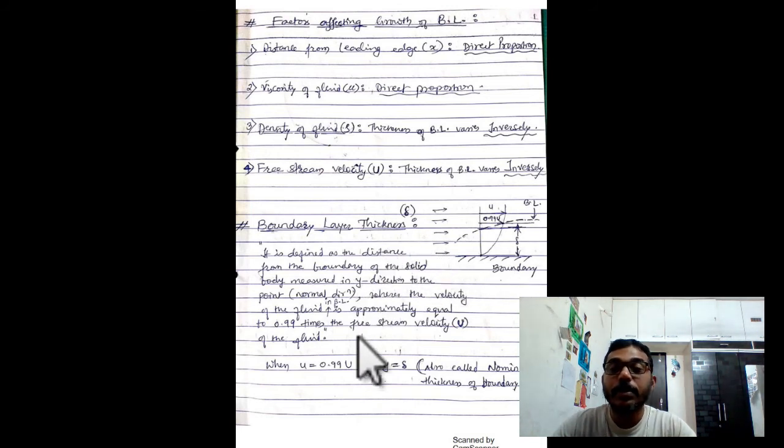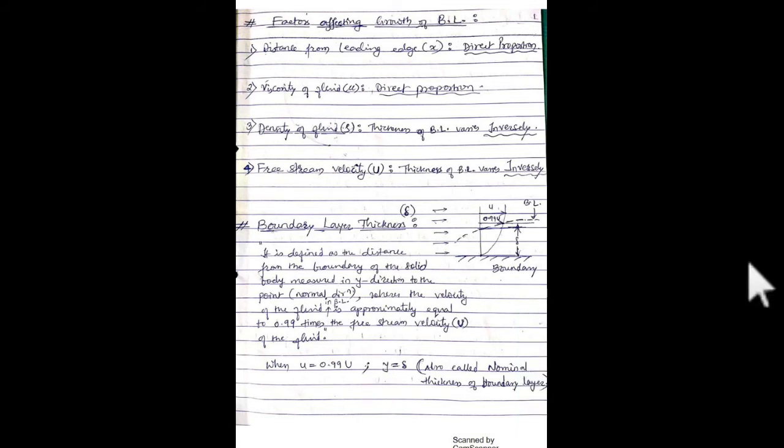It is defined as the distance from the boundary of the solid body, measured in y direction, normal direction, to the point where the velocity of the fluid is approximately equal to 0.99 times the free stream velocity of the fluid. So this is the boundary layer thickness. Already we have discussed.